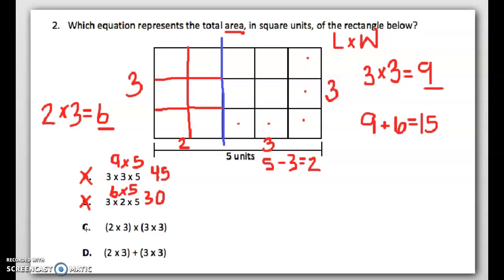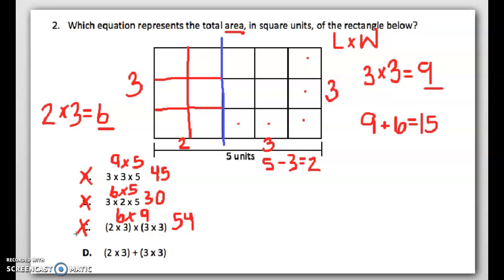Now all we have left is C and D, beginning with C. 2 times 3. We know that 2 times 3 equals 6. Times, then 3 times 3. We know 3 times 3 equals 9. And 6 times 9 is 54. And 54 is not equal to 15, so C would not be your answer.